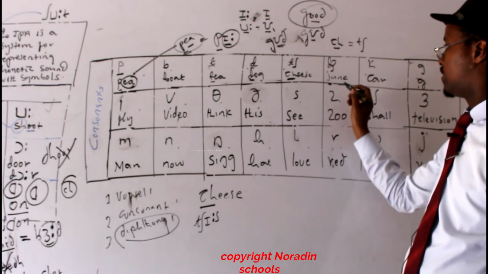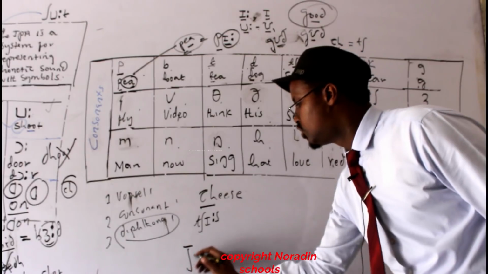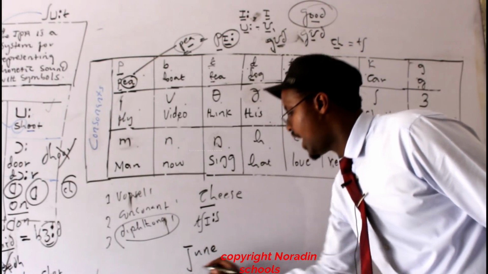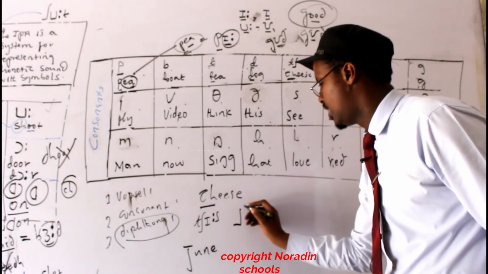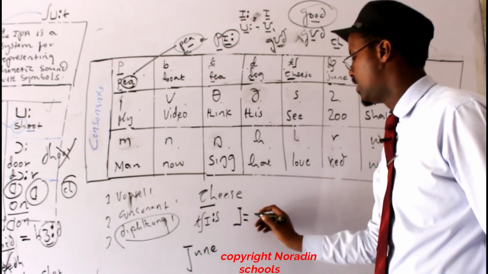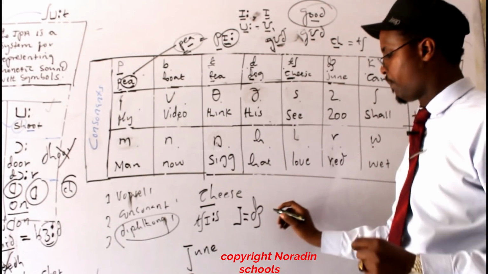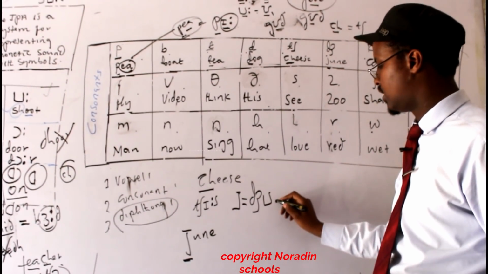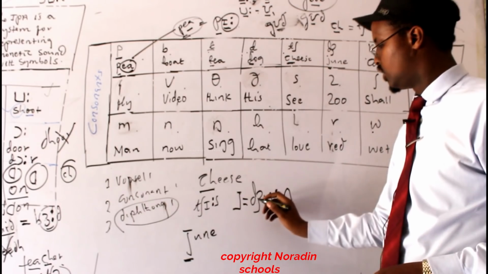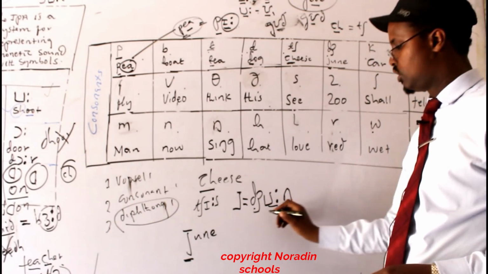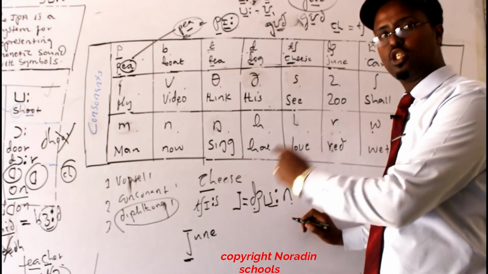This one also changed. If I ask you to write June, that J sound becomes like this one. J becomes like D and this one, June. So if a teacher asks you to write the pronunciation of June, you write it like that, June.